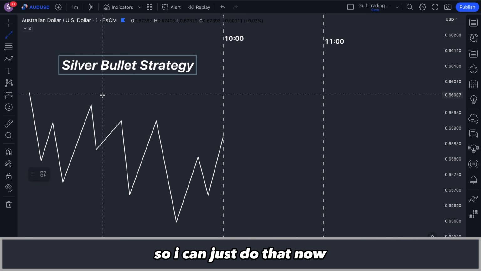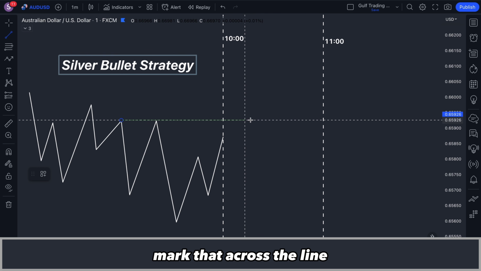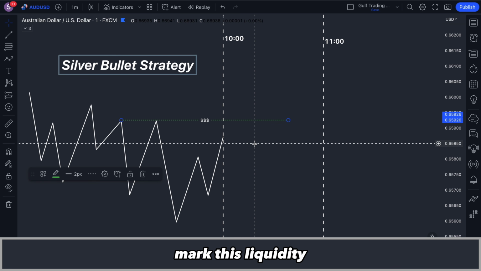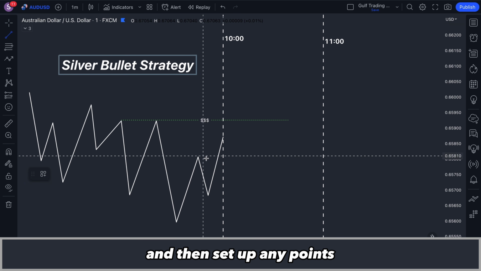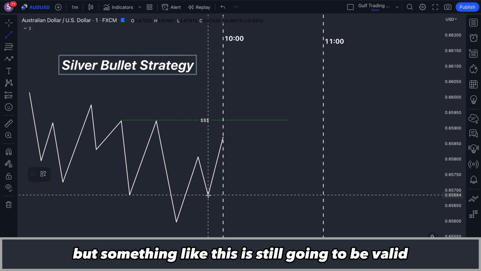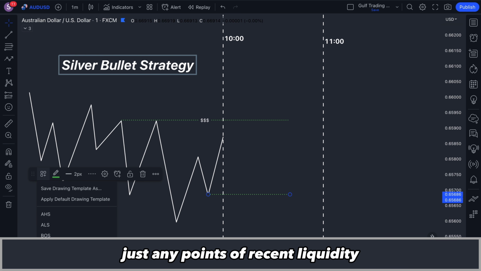So I can just do that now. For example, I'm going to be looking at these equal highs here, mark that across with a line, set it up however you want to set it up, mark as liquidity, and then set up any points. You can see this point here has already been taken before the time, so we can ignore it. But something like this is still going to be valid. Just any points of recent liquidity.